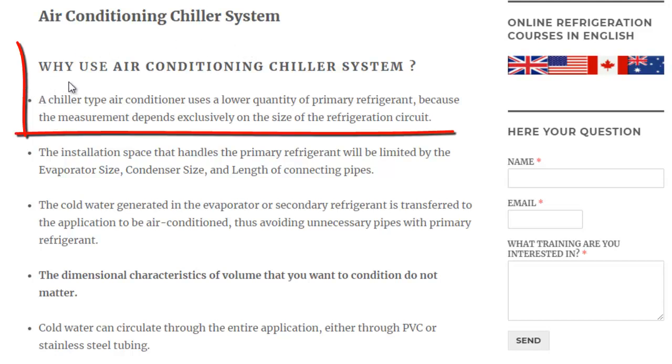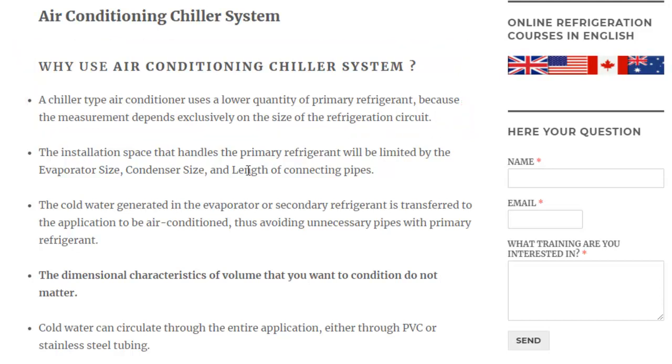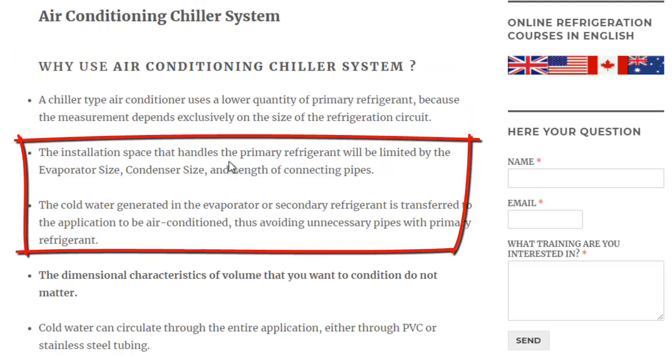Air conditioning chiller system. Why use an air conditioning chiller system? A chiller-type air conditioner uses a lower quantity of primary refrigerant, because the measurement depends exclusively on the size of the refrigeration circuit. The installation space that handles the primary refrigerant will be limited by the evaporator size, condenser size, and length of connecting pipes.